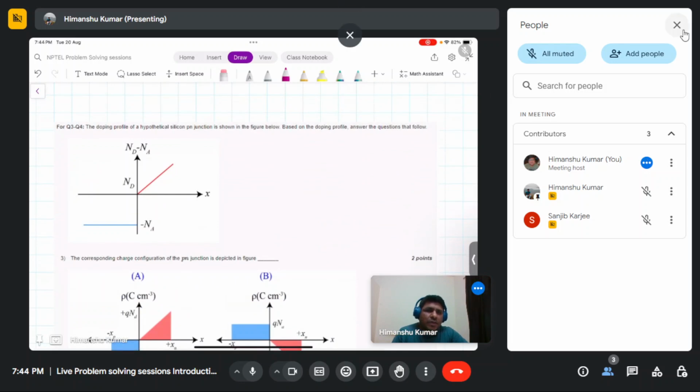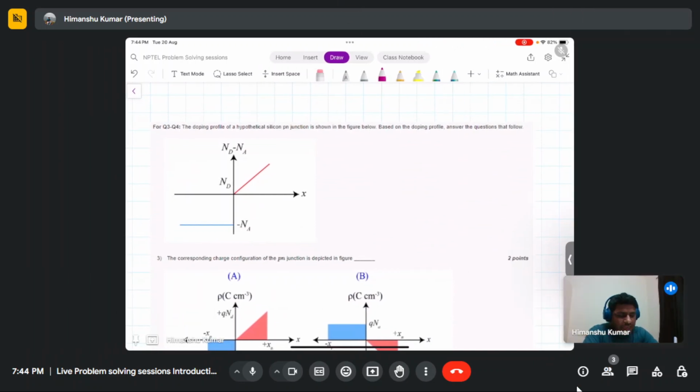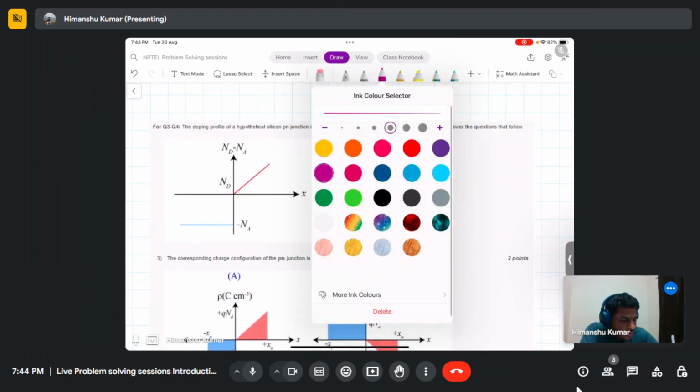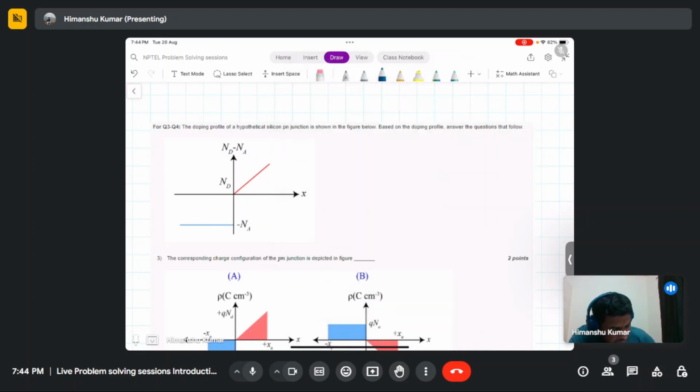So let's move to the next problem. The doping profile of a hypothetical silicon PN junction is shown in the figure below. Based on the doping profile, answer the questions below. The doping profile here is one side linearly increasing, and the other side flat.